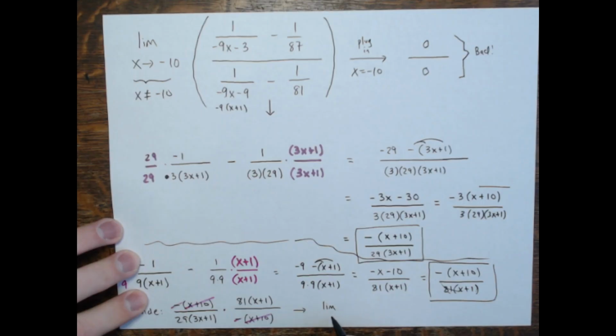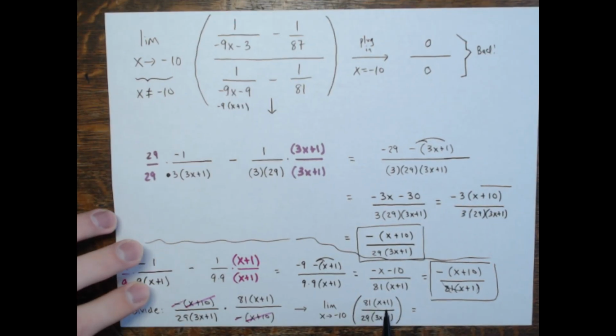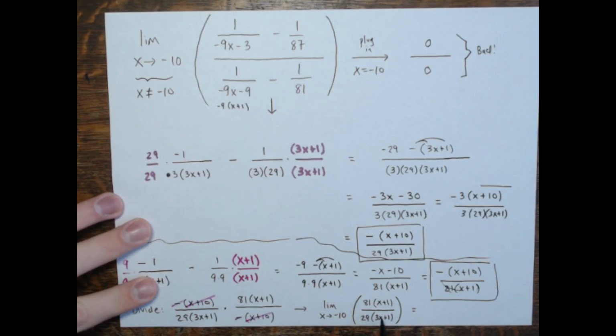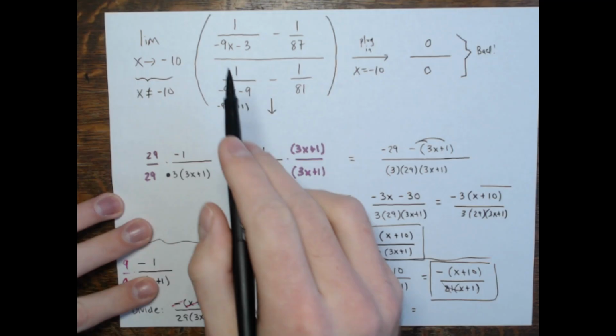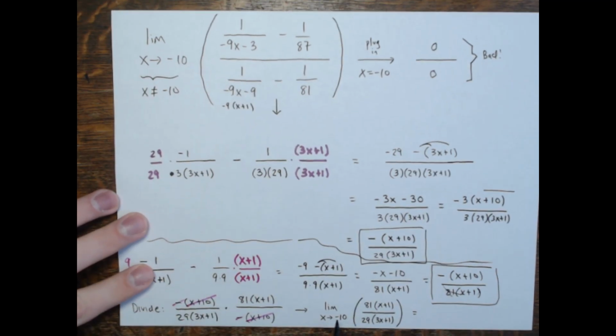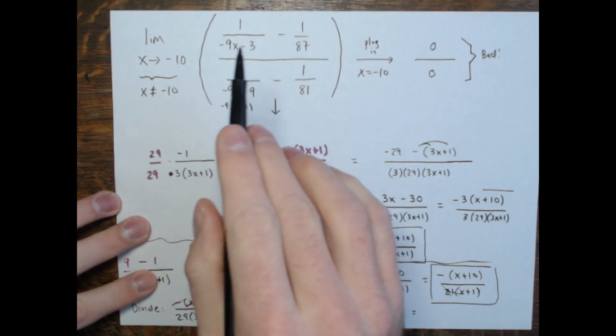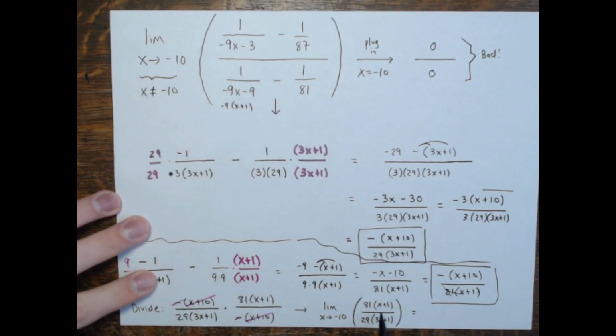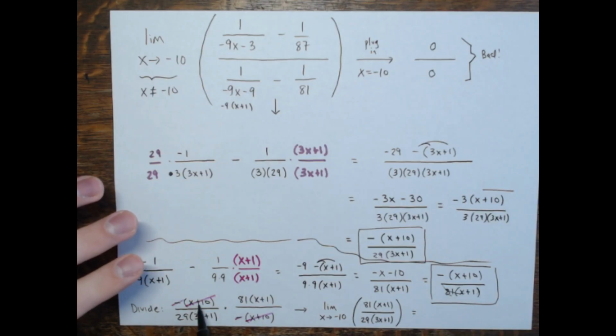So we get the limit as x approaches -10 of the following expression. I've got 81 times x plus 1 in the numerator, and 29 times 3x plus 1 in the denominator. And I know it's tiny, but this expression here has the same value as the original one everywhere except at -10, right? In the initial one, I couldn't plug -10 in, but now I have something. See, these x plus 10s canceling really help.